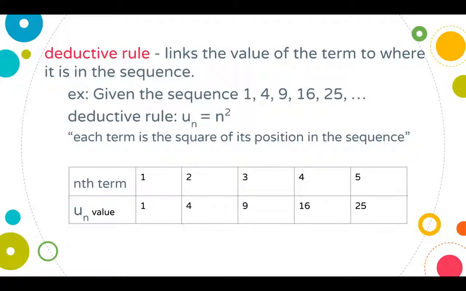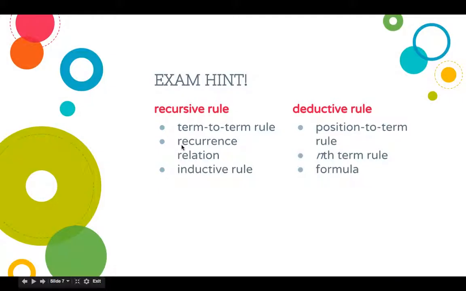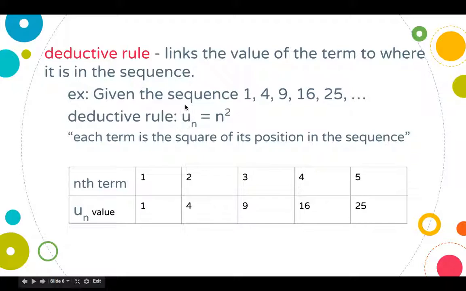So a deductive rule is when you are linking the value of the term to its position in the sequence. Okay? And to write that deductive rule using math language, I would say the value of the term is equal to its position squared. So the value of the second term is equal to 2 squared. Or the value of the third term is equal to 3 squared. Or the value of the fourth term is equal to 4 squared. And that type of relationship is called a deductive rule.